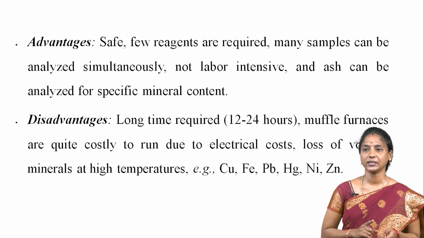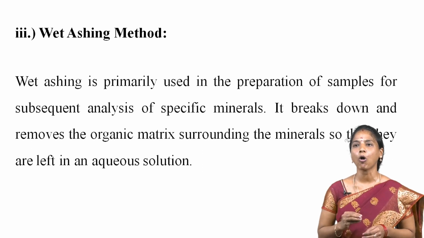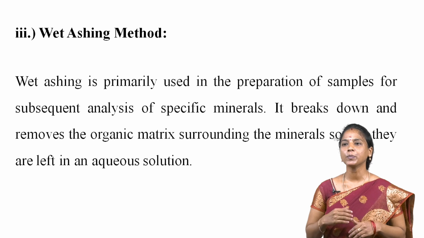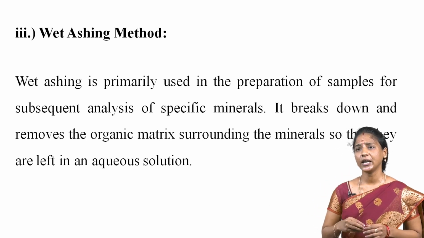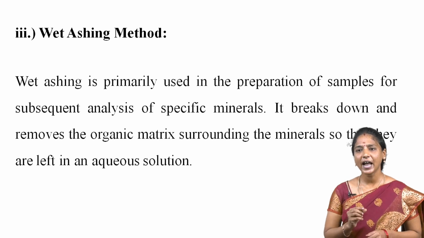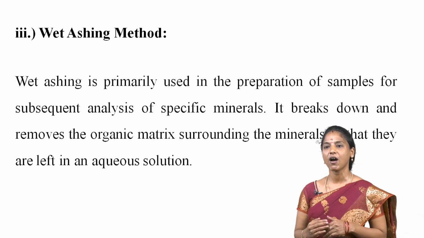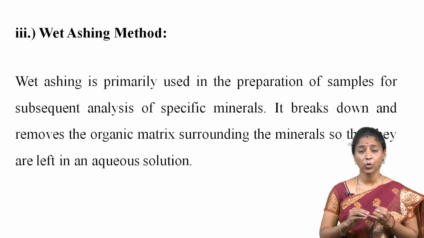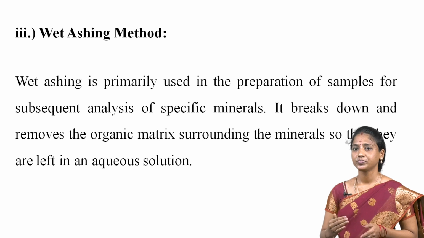Next one, wet ashing method. Wet ashing is primarily used in the preparation of samples for subsequent analysis of specific minerals. It breaks down and removes the organic matrix surrounding the minerals so that they are left in an aqueous solution. A dried ground food sample is usually weighed into a flask containing strong acid and oxidizing agent, for example nitric, hydrochloric acid and or sulfuric acid, and then heated.